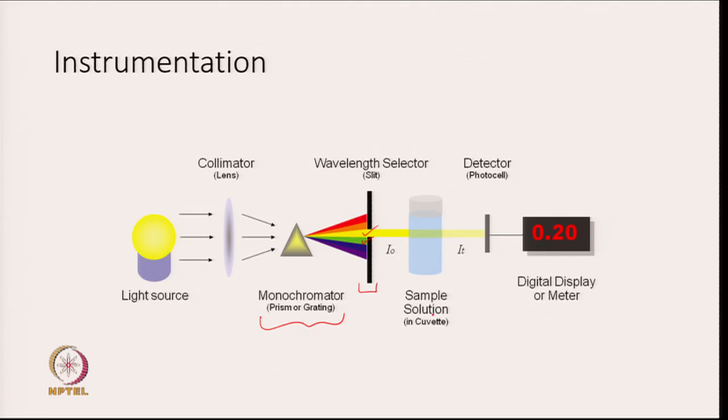You pass it through the sample solution, and what you get is the intensity after absorption in the sample. Now, these two things we know, and based on these two things, the digital display will tell you about absorbance. Now, I will discuss what absorbance is.